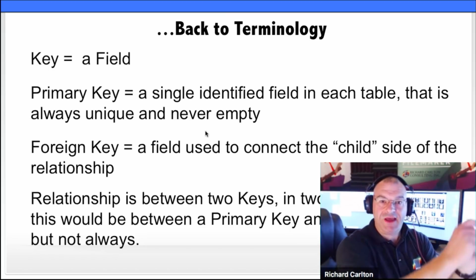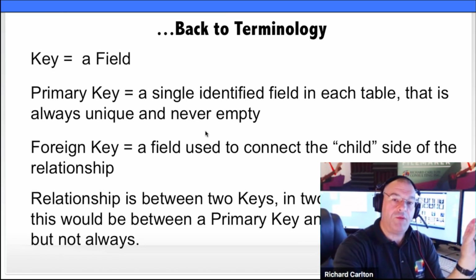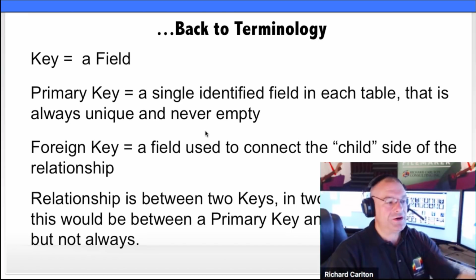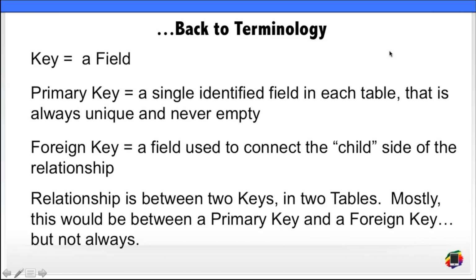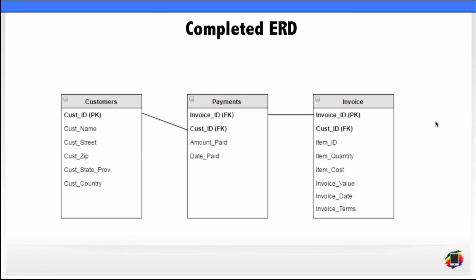The foreign key is what you're going to attach on the child side to the primary key so you can see that data. Historically, this is very, very common. The relationship is between 2 keys and 2 tables. Most of the time, it's between a primary key and a foreign key, but that's not 100% concrete. If you built some sort of special report, you could build a report through a relationship. You could use some other keys and things like that. It doesn't have to be necessarily that way.